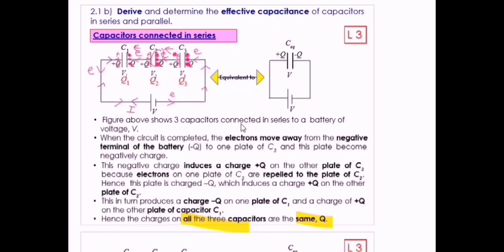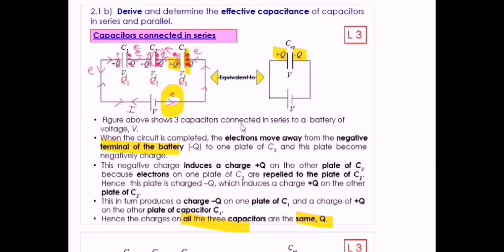So it's the same charge which is moving. Okay, so if we read the sentence, when the circuit is completed, that means when the switch is closed, the electrons move away from the negative terminal of the battery to the one plate of C3. So the electrons gather here and repel the electrons from the other plate, and cause this plate to be positively charged. So we would have a negative on this end and a positive on this end. It would be negatively charged this side and positively charged this side.